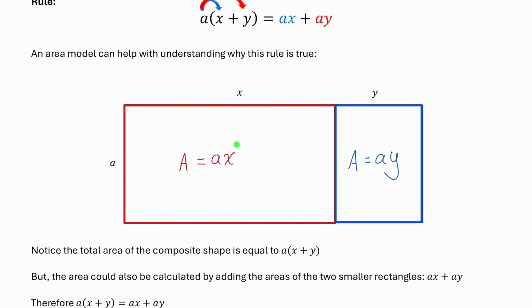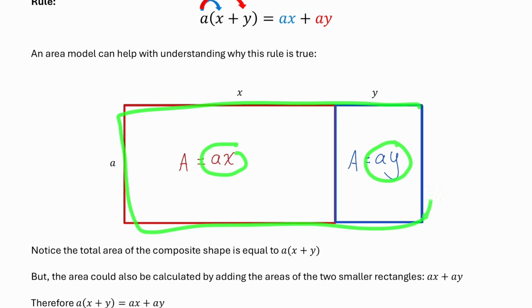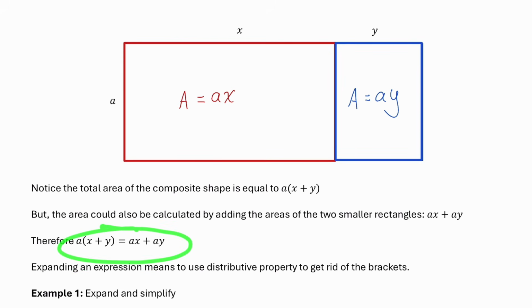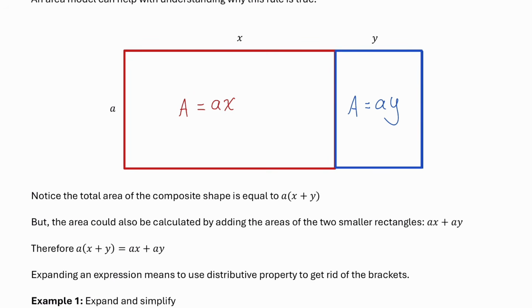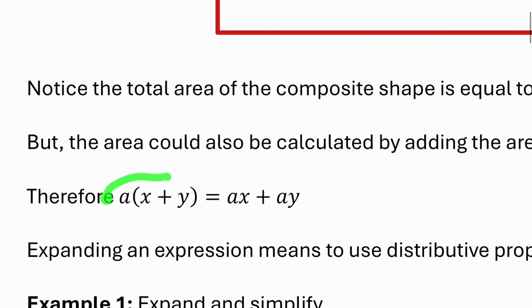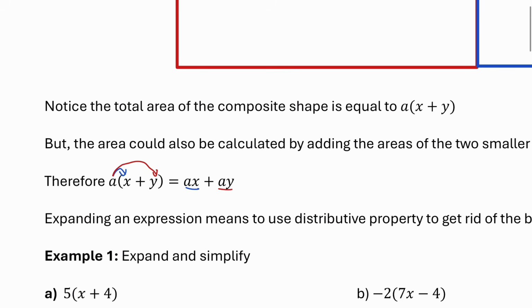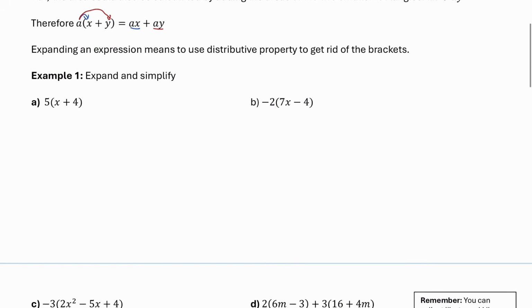So the sum of the areas of the red rectangle and the blue rectangle would be equal to the total area of the big rectangle, which is why, if we look at this statement down here, a times x plus y, which would give us the area of the big rectangle, is equal to a times x plus a times y, because it's equal to the area of the red rectangle plus the area of the blue rectangle. So hopefully that helps you understand that when we have a times x plus y, what we do is just multiply a times x to get ax, and then add the product of a times y. And let's go ahead and use that distributive property to expand and simplify the following expressions.